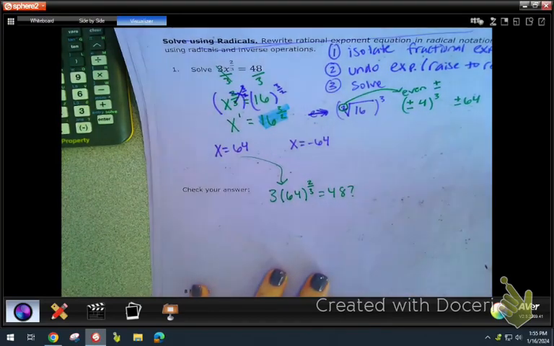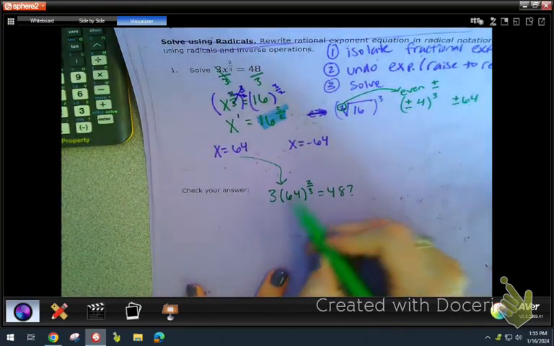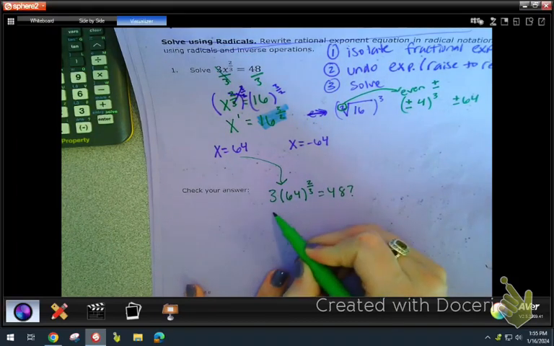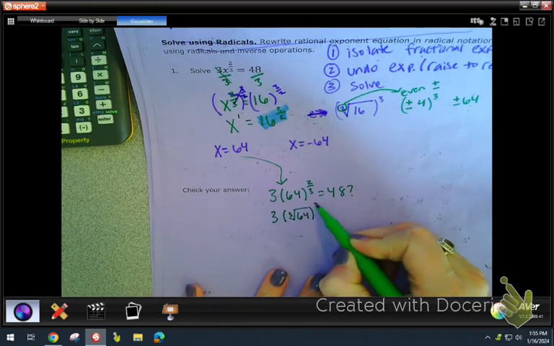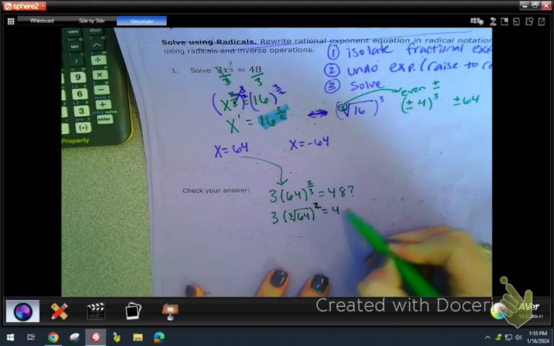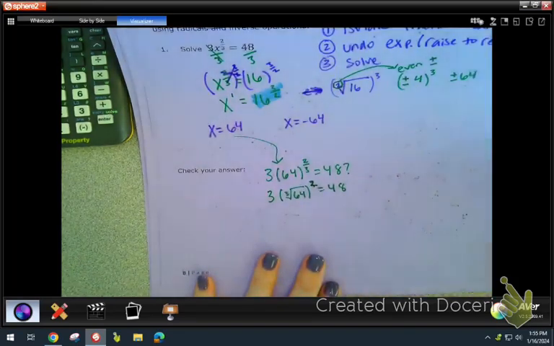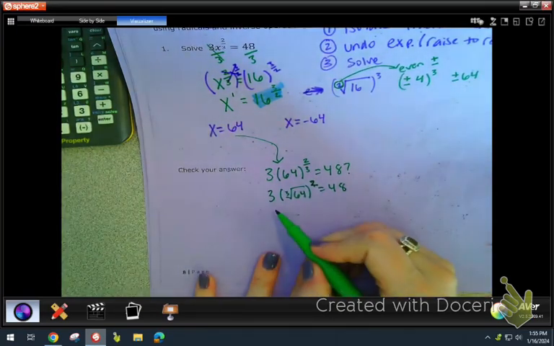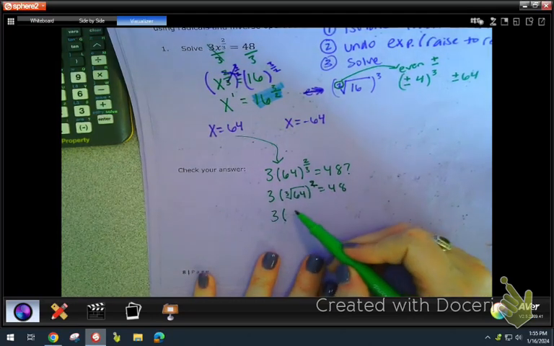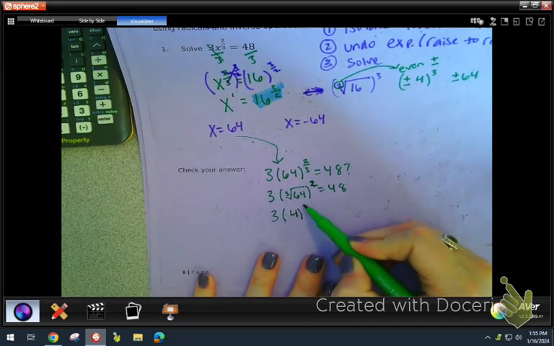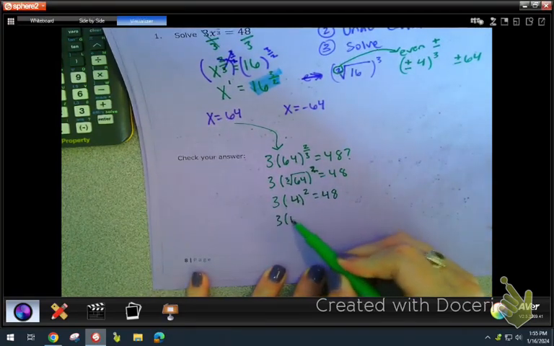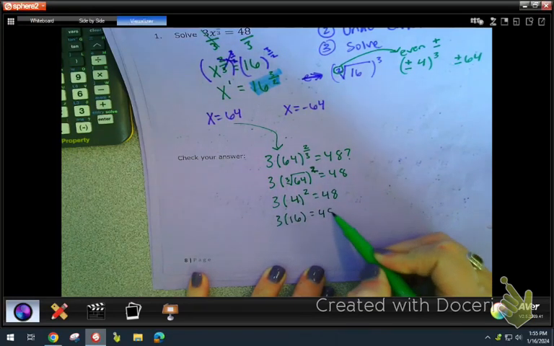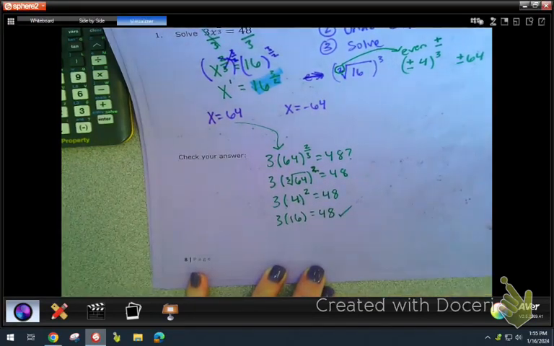Okay, so 3 times the cube root of 64, squared, to the 2/3 power. Again, how do we do that? Last class. Oops, squared. Now this is checking. I'm not doing any reciprocal thing. I don't have to worry about plus minus here because I'm just strictly plugging in. What is the cube root of 64? 4. What is 4 squared? What is 3 times 16? Does this solution work?